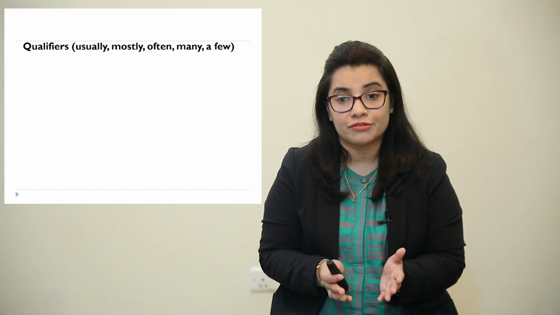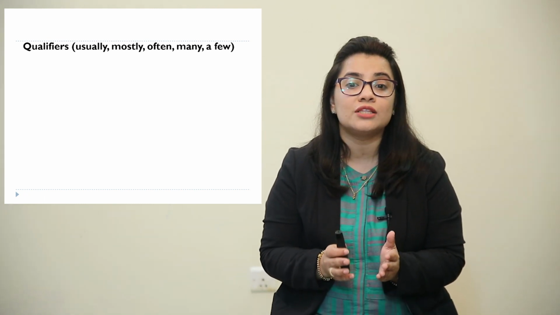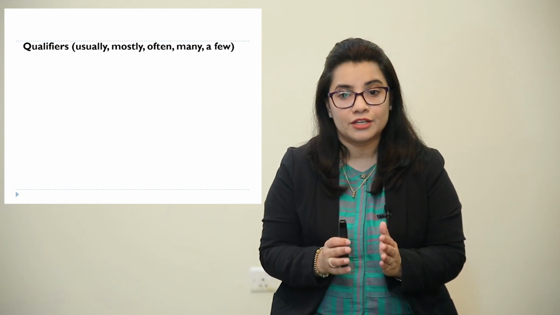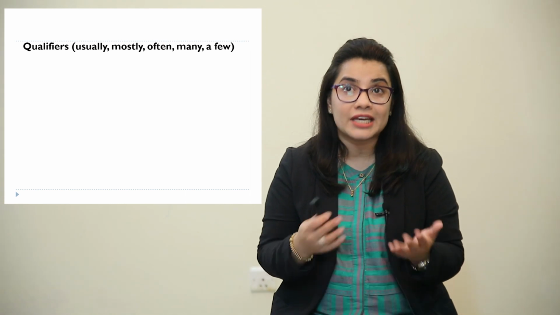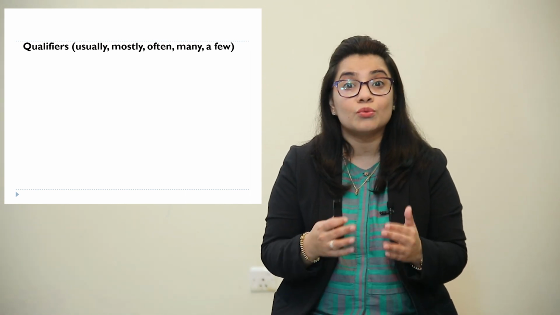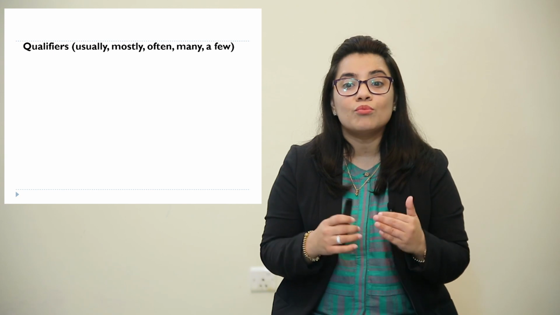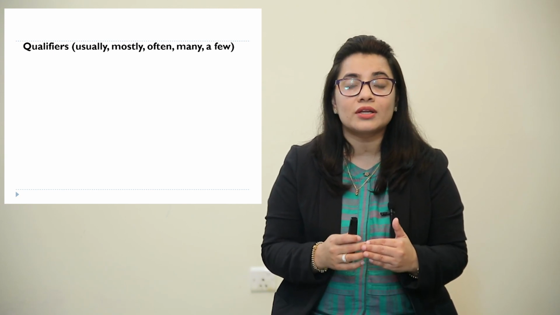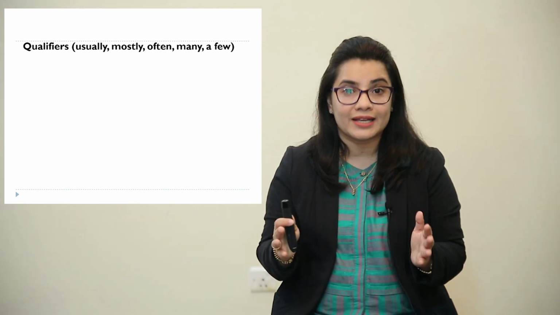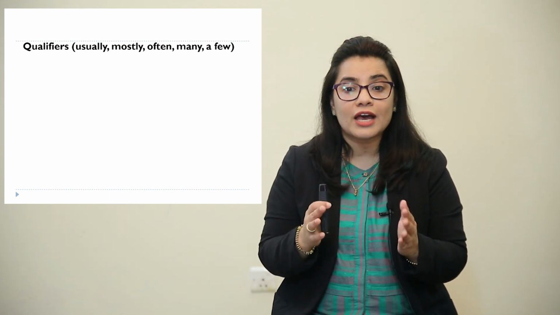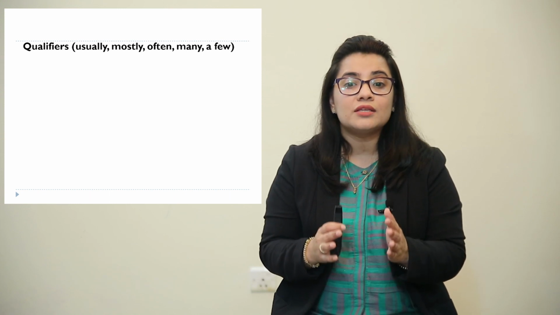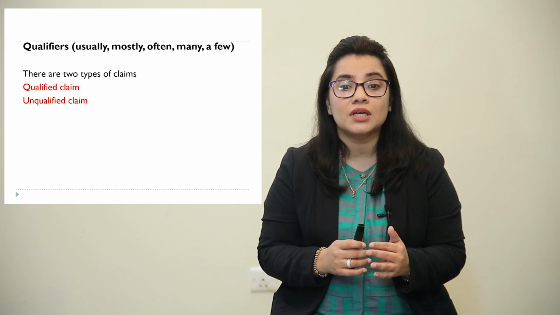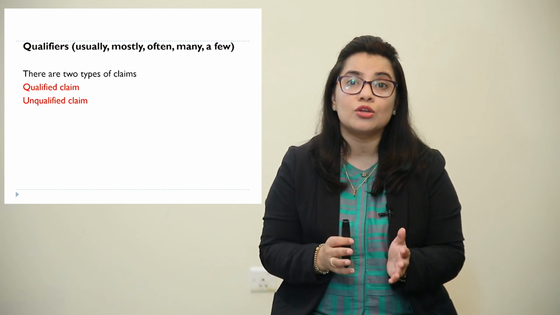Next, what are the qualifiers? Qualifiers are usually the words which you can find in a good quality study. For example, if the author stated in the findings section the words usually, mostly, often, many, a few, that means authors are not making big claims. They have been very careful in building their claims. There are 2 types of claims, qualified claims and unqualified claims.